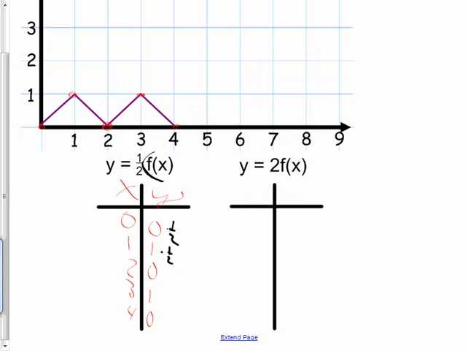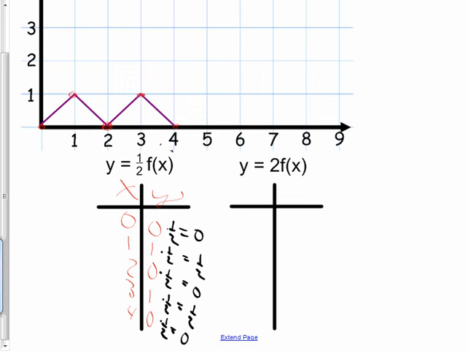Because look at here too. f of x is the same thing as y, isn't it? Some of you aren't paying attention. Stay with me. If there's a 1/2 in front of the f of x, that means 1/2 times the y, because f of x is y. So 1/2 y. So I'm going to multiply all my y's by 1/2. So times 1/2, times 1/2, times 1/2. And 0 times 1/2 is 0 still. 1 times 1/2 is 1/2, 0, 1/2, and 0.